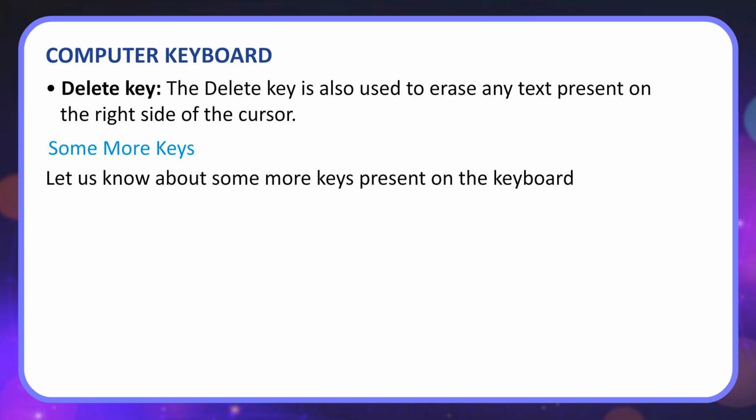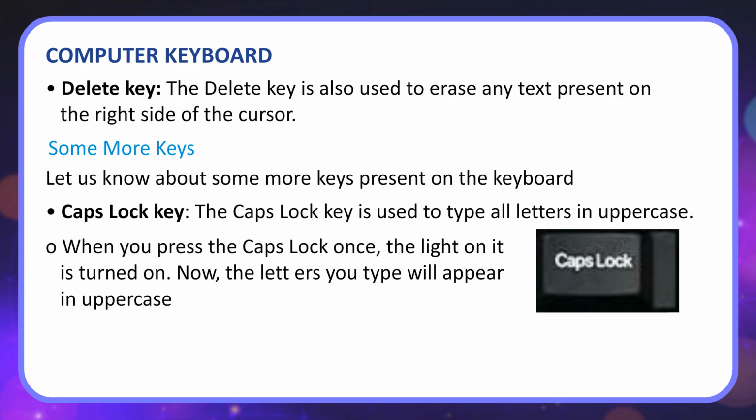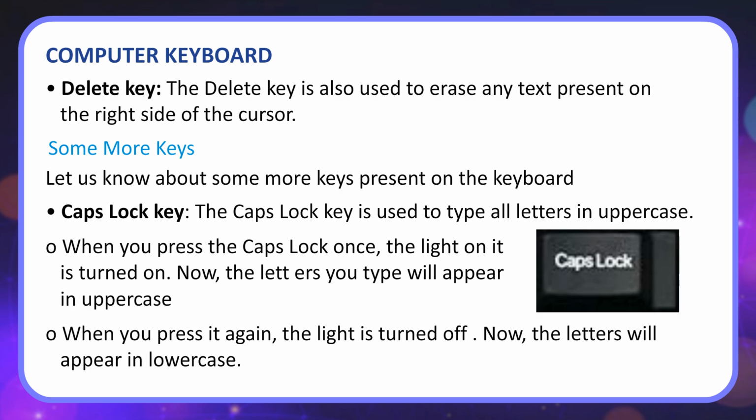Some more keys. Let us know about some more keys present on the keyboard. Caps lock key. The caps lock key is used to type all letters in uppercase. When you press the caps lock once, the light on it is turned on. Now, the letters you type will appear in uppercase. When you press it again, the light is turned off. Now, the letters will appear in lowercase.